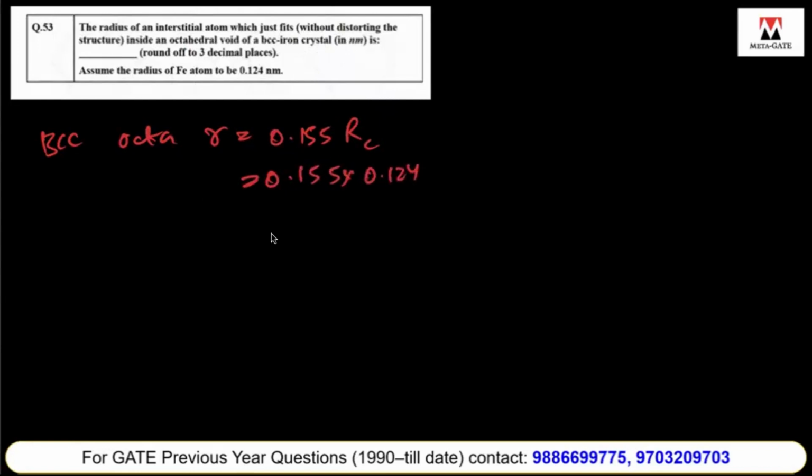The radius of an interstitial atom that just fits inside the octahedral void of a BCC iron. In a BCC iron, octahedral void radius is equal to 0.155 of the radius of the iron atom which is present. So here it is 0.155 into 0.124, which is equal to 0.01922. So it is 0.019 nanometers.